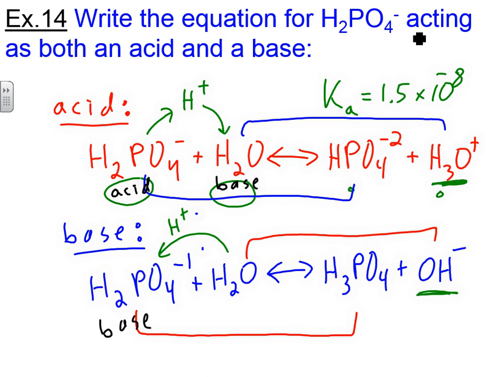Alright, so this wraps up the lesson. We'll do some calculations with these weak acids in the next lesson.